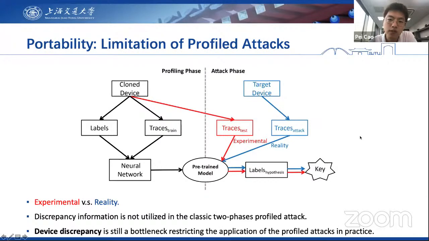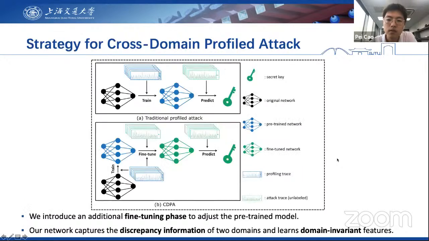Even for devices of the same type, the leakage of the side channel information is inevitably different. Unfortunately, this device discrepancy information is not utilized in these classic two-phase profiled attacks. As a result, attacking a different device may cause a successful single-device attack to fail. Today, device discrepancy is still a bottleneck restricting the application of profiled attacks in practice.